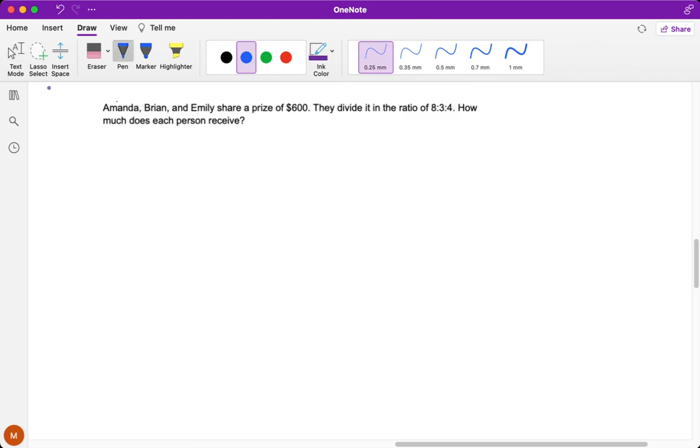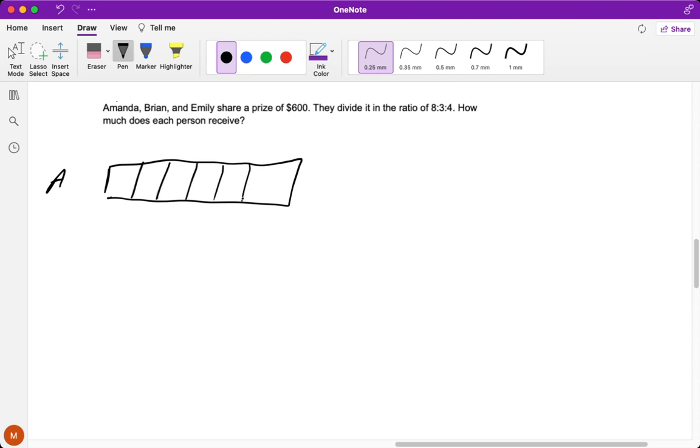All right, so for this one, there are 3 different people that are part of this ratio. So Amanda, Brian, and Emily share a prize of $600. They divide it in a ratio of 8 to 3 to 4. How much does each person receive? So I'm going to do this one in a different way. So the 3 ratios that we have: Amanda, and she was an 8. So 1, 2, 3, 4, 5, 6, 7, 8. Then we had Brian, and he was 3. And then we had Emily, and she was 4.